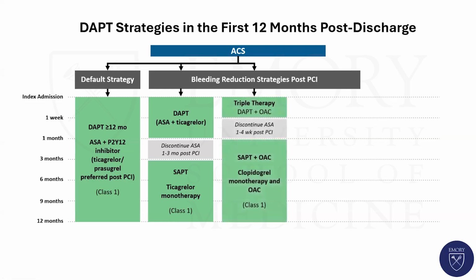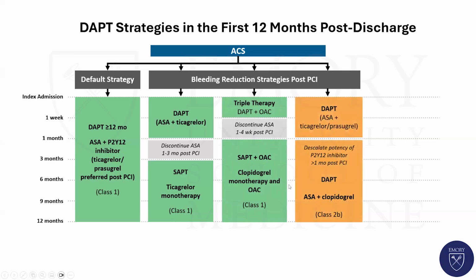If patients are on an oral anticoagulant along with DAPT, discontinue aspirin 1 to 4 weeks post-PCI and do a single antiplatelet monotherapy, and that should be clopidogrel and an oral anticoagulant for the rest of the year. Another strategy for DAPT was a class 2B.